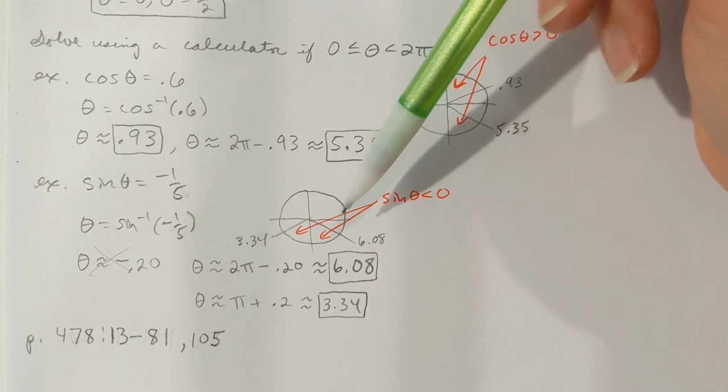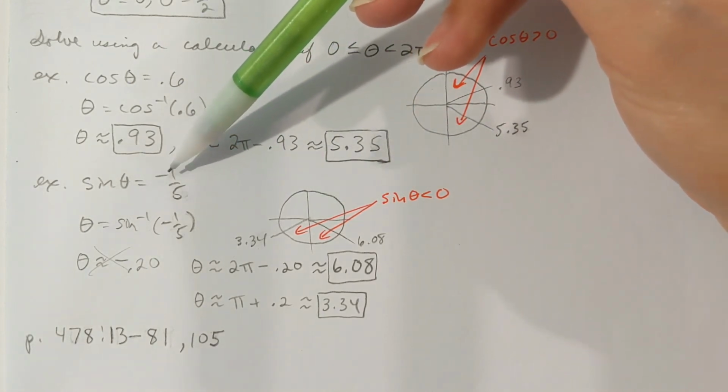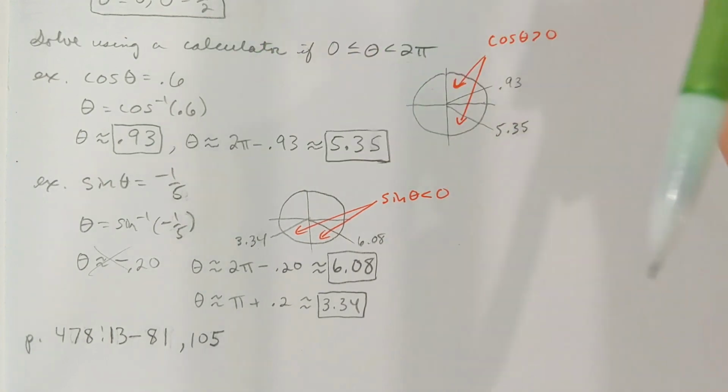I don't want to look at any triangles in quadrants 1 or 2, because then the opposite side would be positive, and I need that to be negative. So again, one of the key things, make sure that you're getting all the solutions in these problems here.